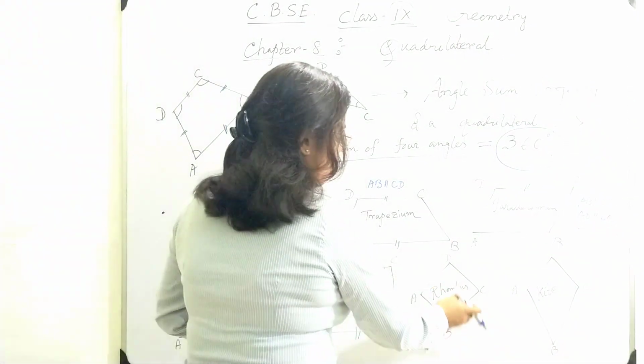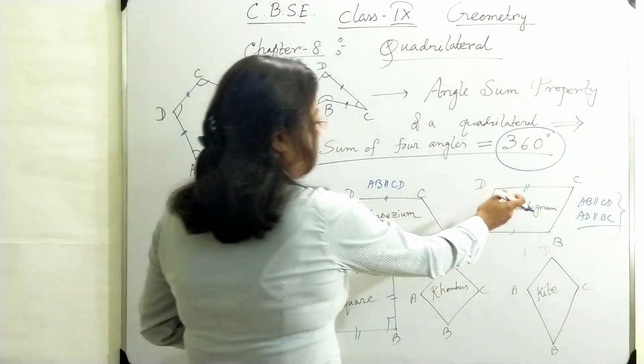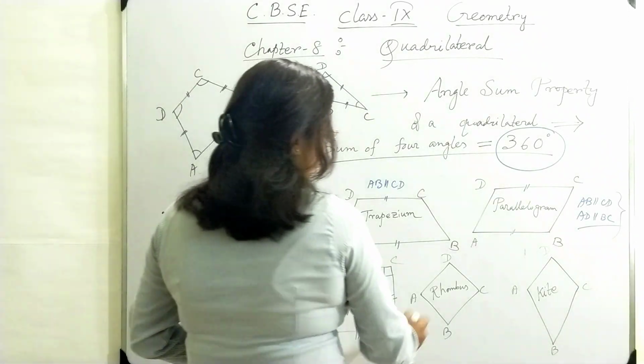And then comes the rhombus. A rhombus is also a special type of parallelogram, because AD is parallel to BC and AB is parallel to DC.